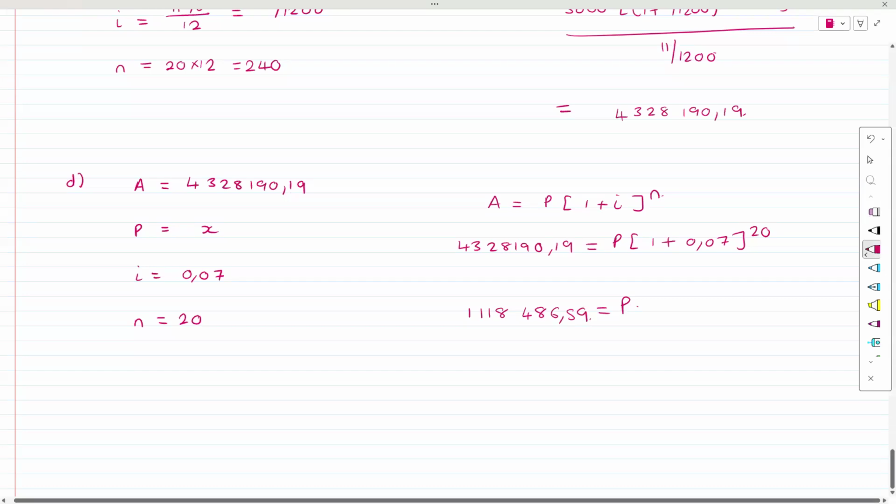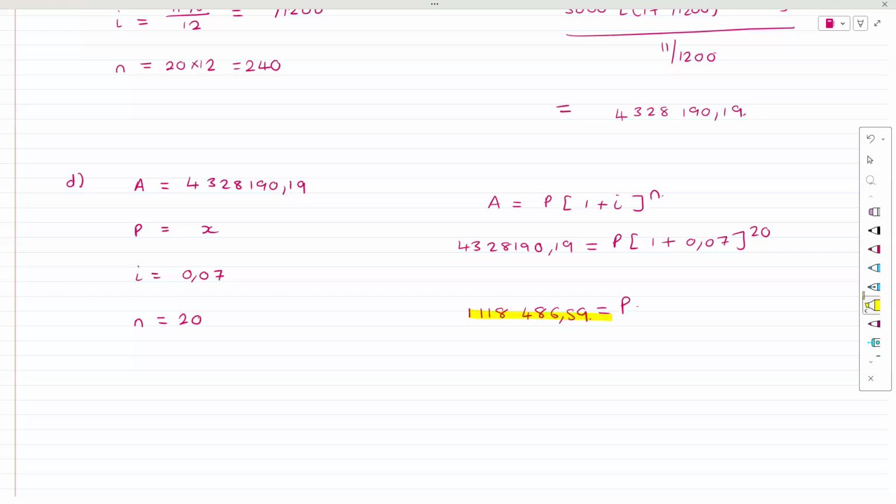That's all there is. So again, we calculated how much his investment is worth 20 years later. Now they said, okay, how much would his investment be worth today if they charged him 7% of inflation? So all I did was took his 4 million. I worked backwards, and the money that it would be worth today, if he put 1,118,486 rand and 56 cents or 59 cents into the bank, 20 years later, he would have about 4 million.